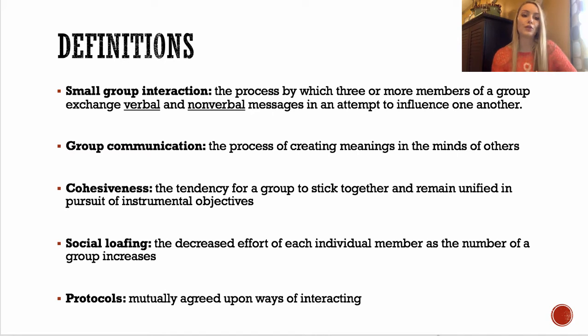And then we have social loafing. This is the decreased effort of each individual member as the number of a group increases. So social loafing happens more often as your group gets bigger and bigger because you're probably less noticeable if you are a social loafer. So oftentimes you'll hear memes or stories of people that say, I did the group project all by myself and everybody got credit for it.